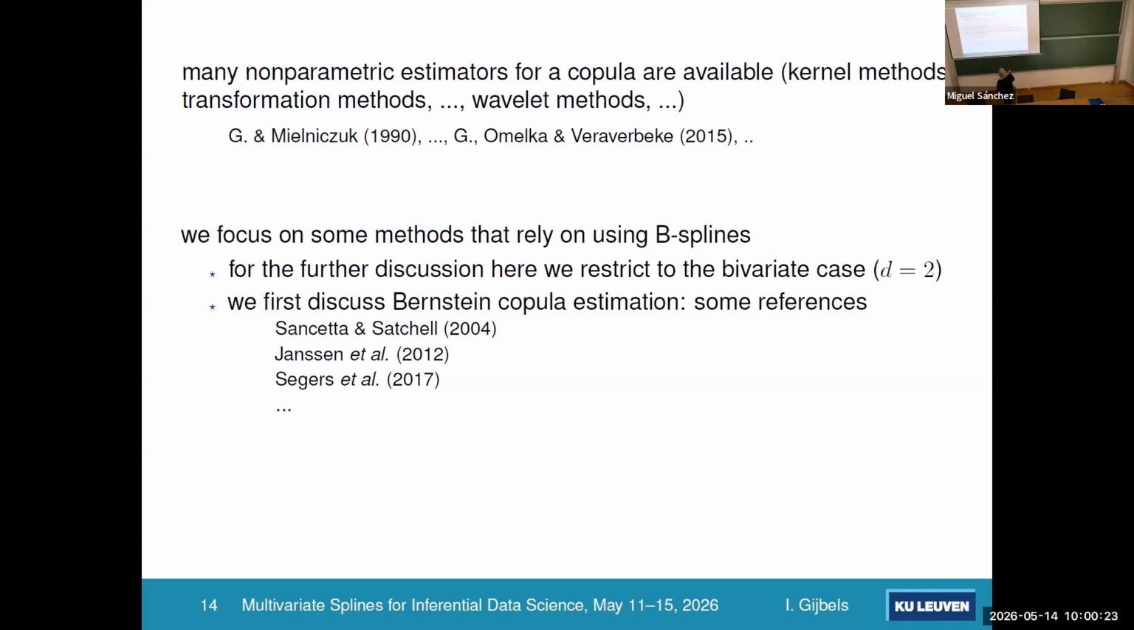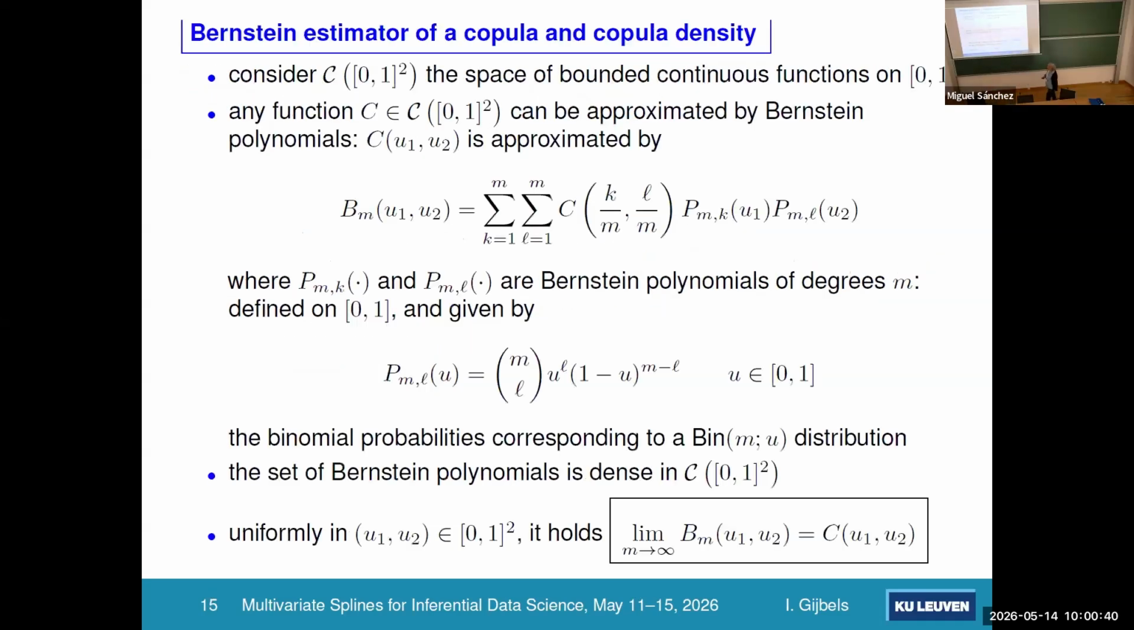And I will do that just going to the bivariate case. I will start with Bernstein copula estimation. There are a couple of references here. By the way, if you want references, I can give you a lot. There are a few on the slides, but anyhow. Okay, Bernstein estimator of a copula and a copula density.